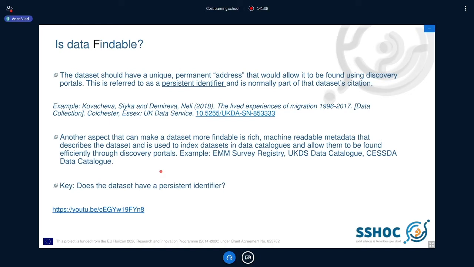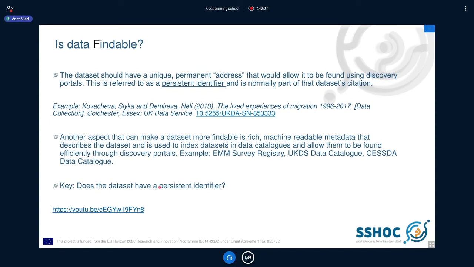So this is machine readable metadata that describes the dataset and is used to index the datasets in an archive's data catalog. Okay, so it allows it to be easily found. Examples here of data catalogs, I added a few, but what is important is that when you go and deposit the data with an archive, you will probably be asked to fill in a form with information about the dataset. So that would be, again, keywords, geography, topics, etc. And all that information will be transformed into machine readable metadata that can be used to find that data that you're publishing in the future.